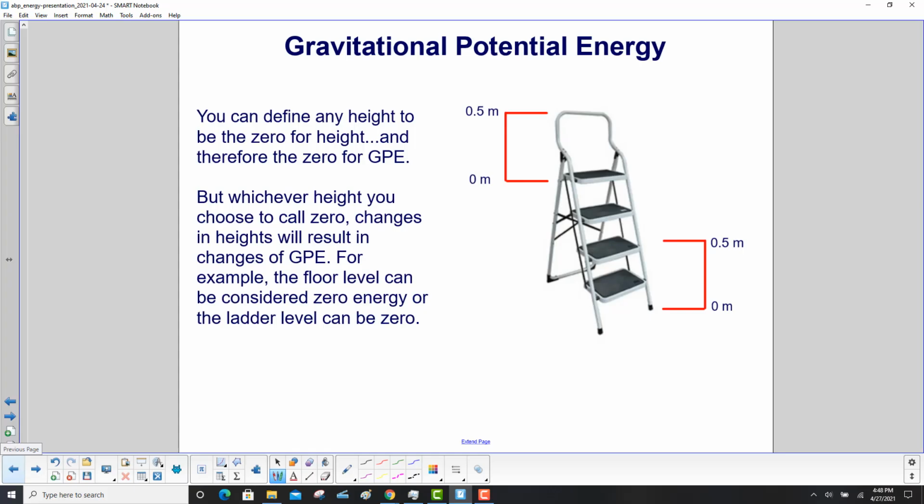You can define any height to be the 0 for height, and therefore the 0 for GPE. But whichever height you choose to call 0, changes in height will result in changes of GPE. For example, the floor level over here can be considered 0 energy, or the ladder level can be considered 0 energy. So when we find the mgh here, that will equal the mgh here. We're just looking for the change in energy there, and since they both have the same height, you'll have the same change in GPE for each example.